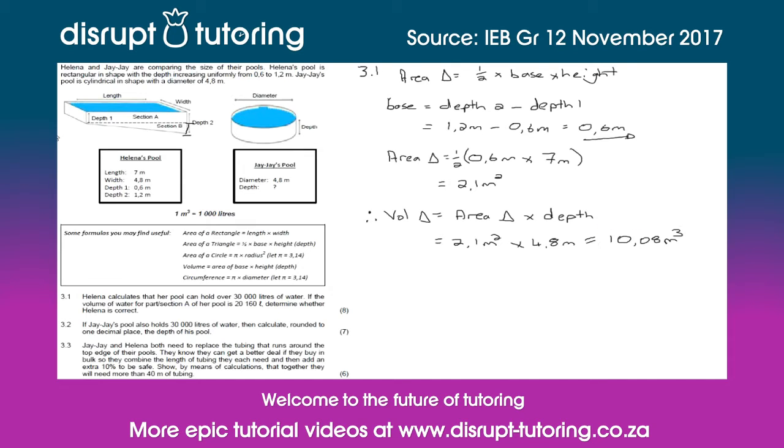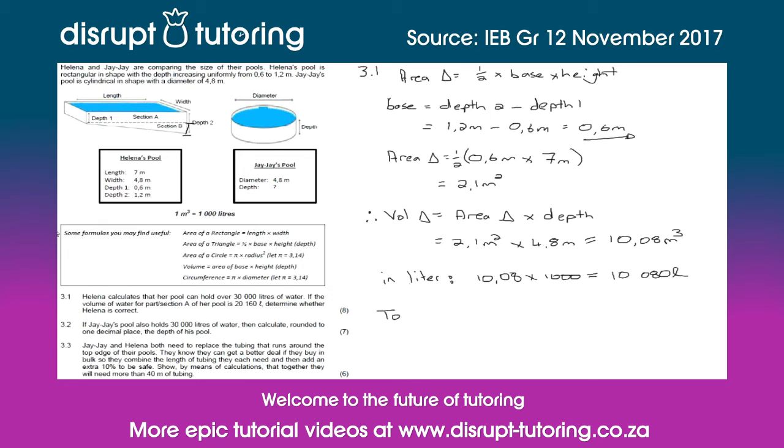So we can say that in liters, they've given us the formula for that: 1 cubic meter is equal to 1,000 liters. So to convert to liters, we need to multiply this by 1,000. So it's 10,08 multiplied by 1,000 will equal 10,080 liters.